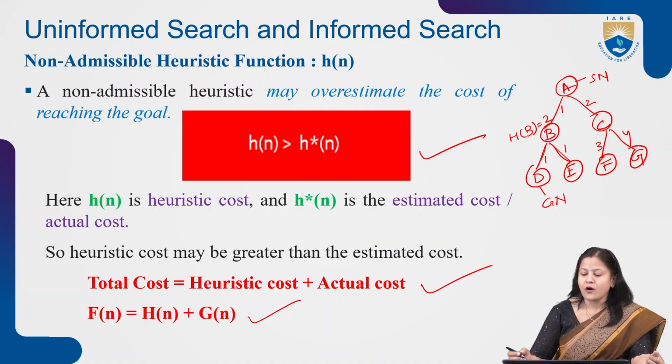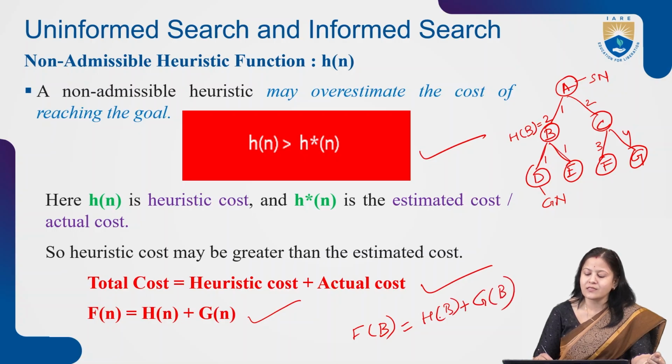Always we have to find out the cost of the child node. So how we can find out the cost of node B? So the total cost of B, f function of B node, is equal to h of B node plus g of B node. So what is the g? Now h of B is already given as 2. So I can write 2 plus what is the actual cost of B?